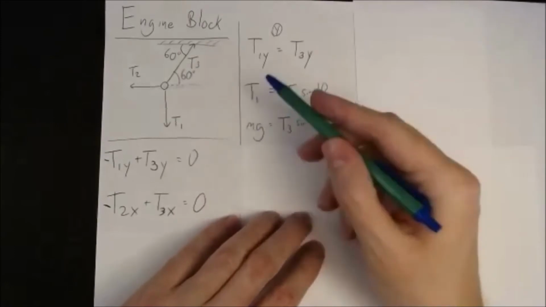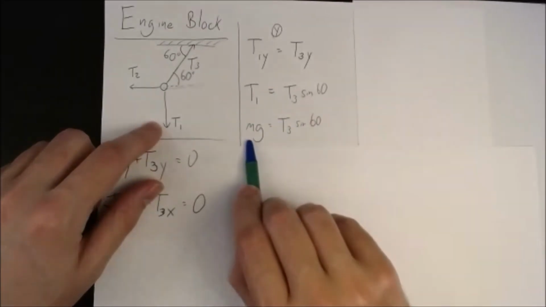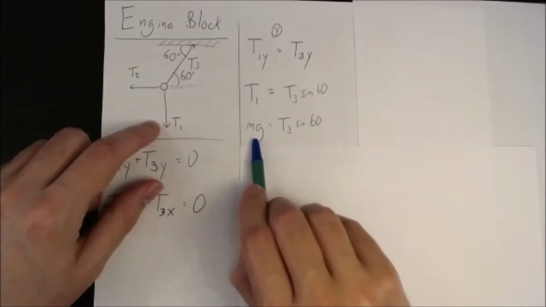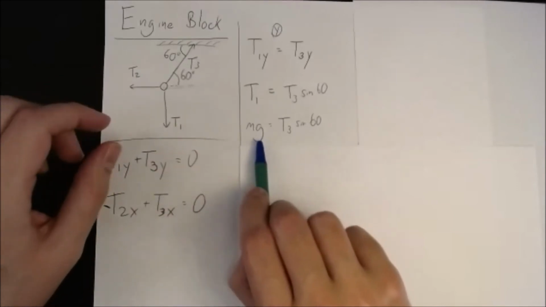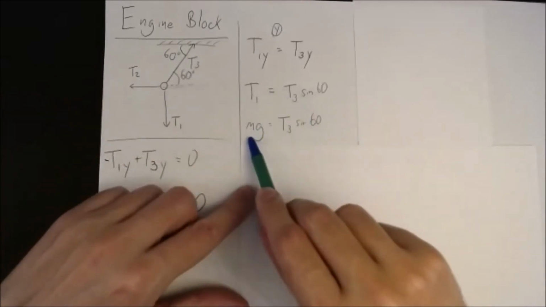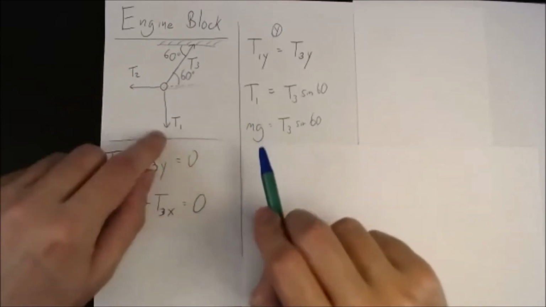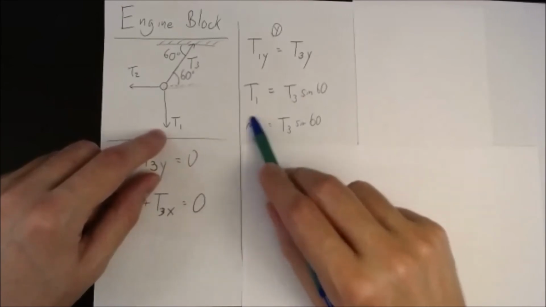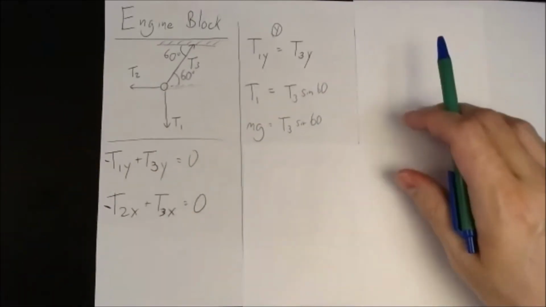And T1 should be the same as the mass of the engine block times the acceleration due to gravity that that engine block would have to overcome to just hang there at the end of the support. The engine block is experiencing a force of gravity of mg, and T1 has to be supporting that engine block, and so it has to have a tension of mg. That's why T1 is equal to mg. That's still equal to T3 sine 60.